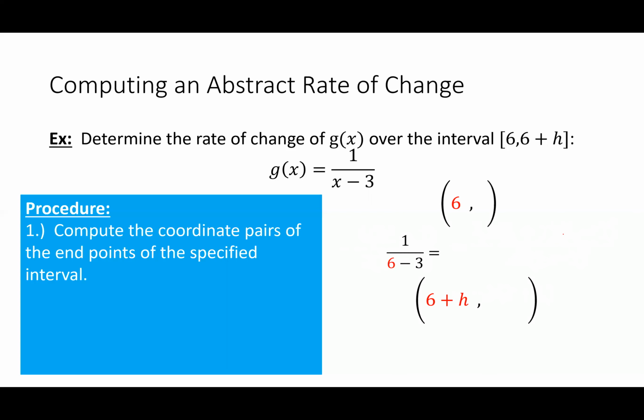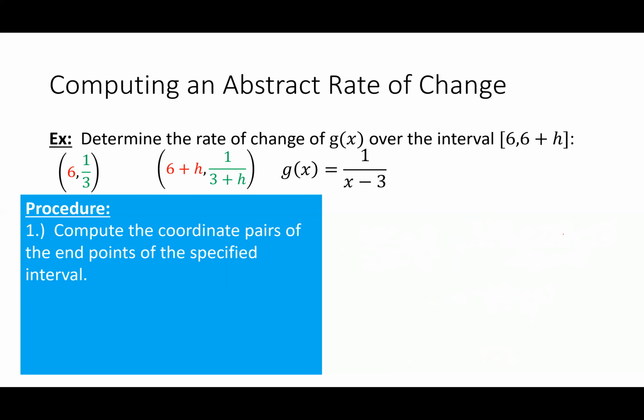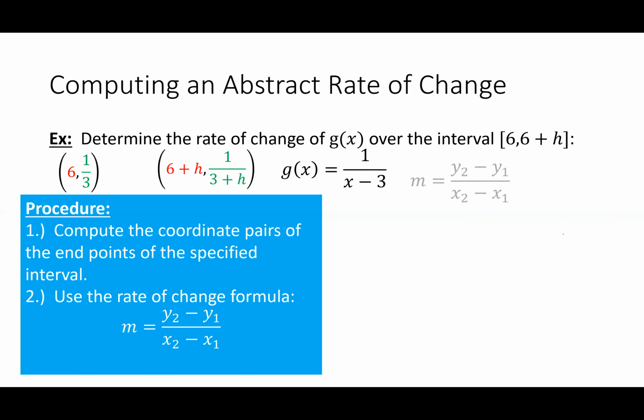Okay, we plug 6 in, 6 minus 3, that's 3, boom, 1/3 is my y value, no problem. Now we do 6 plus h minus 3. Well, that's just going to be 3 plus h. I get the y value of 1 over 3 plus h. Now I've got these two coordinates, so I'm going to use my slope formula: y2 minus y1 over x2 minus x1. I get 1 over 3 plus h minus 1/3 over 6 plus h minus 6.